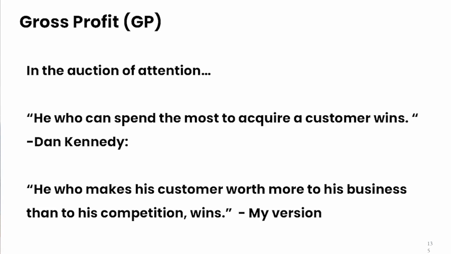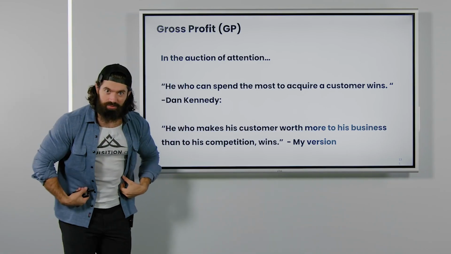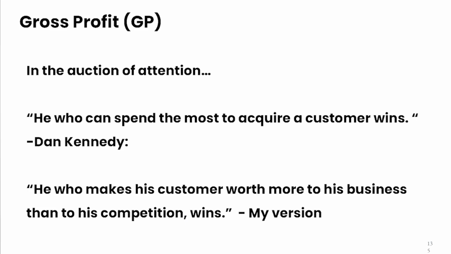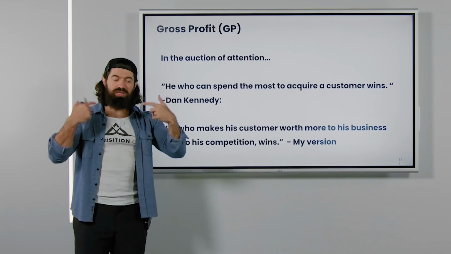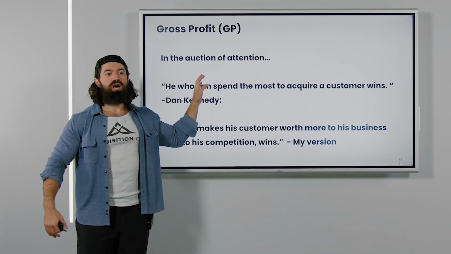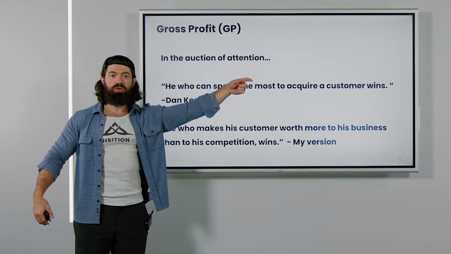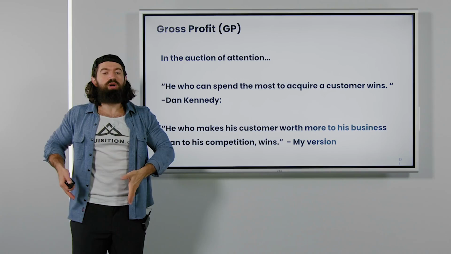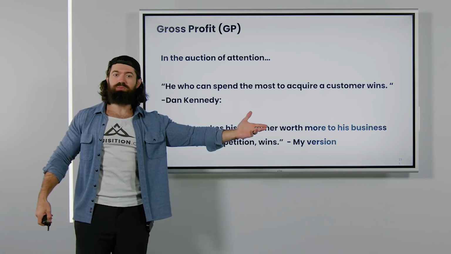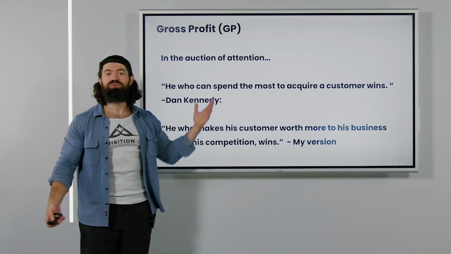In the auction of attention, this is a Dan 1080 quote, he who can spend the most to acquire a customer wins. This is my version of the quote, because of course, I like my version. He who makes his customer worth more to his business than to his competition wins. I think about this in terms of what can I do? So rather than thinking, oh, I can spend, and I love Dan, to be very clear. He who can spend the most, it's what do I do in order to spend the most? What I do is I make my customer more valuable. The outcome of that input is that I can now spend more. So these are really just two parts to the same quote. This is the precursor to that one, if that makes sense.